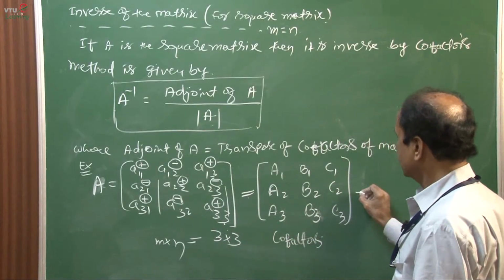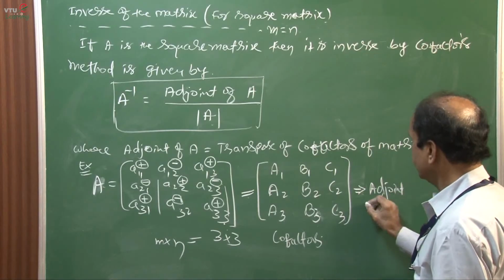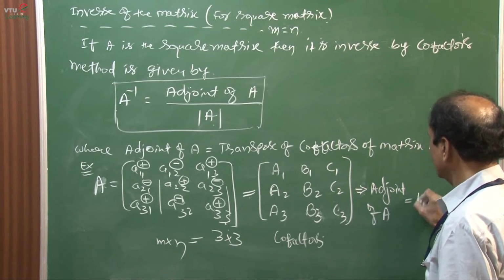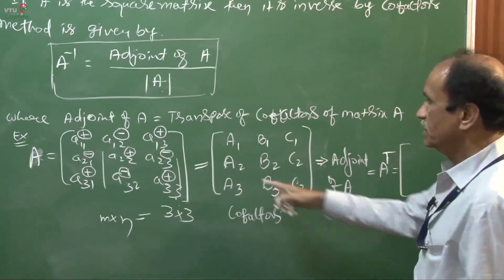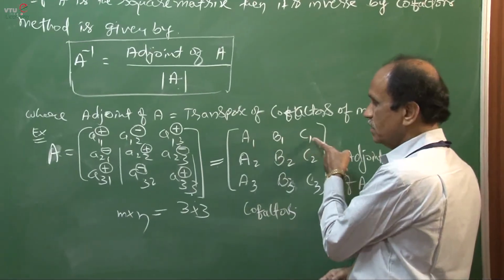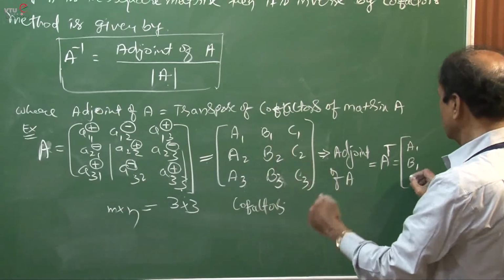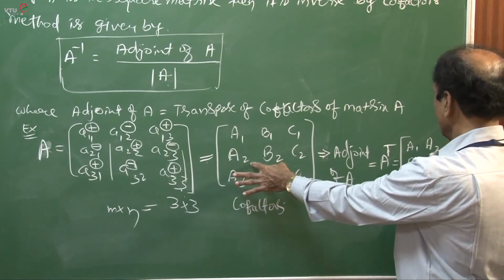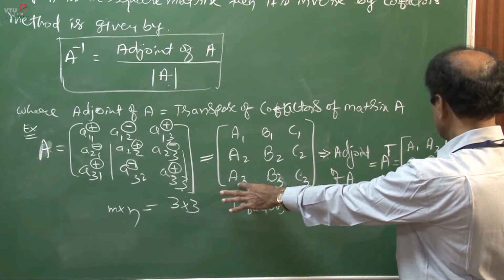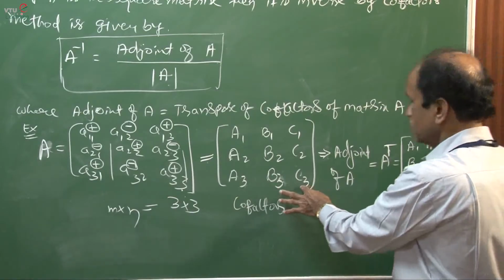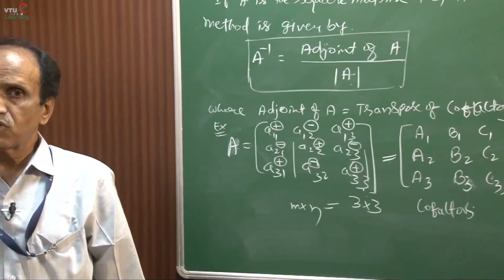Now this implies adjoint of A is equal to the transpose of the cofactors matrix. Adjoint of A is equal to the transpose. Transpose means you have to write this row in the form of a column. That is A1, B1, C1, A2, B2, C2, A3, B3 and C3. This is the adjoint of the given matrix in terms of cofactors.